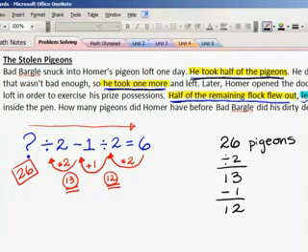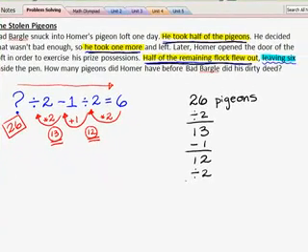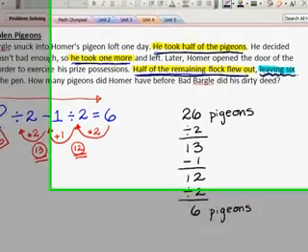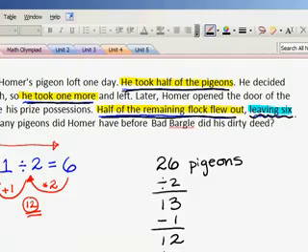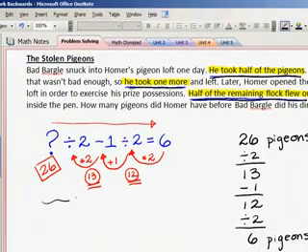When Homer came and opened the door, remember that half of the flock flew out. So we would divide that number by 2. And that tells us that there are 6 pigeons left. And if you recall, the problem did mention that there are 6 pigeons left. So did we do our working backwards steps correctly? Yes, we did. So 26 was the correct answer.